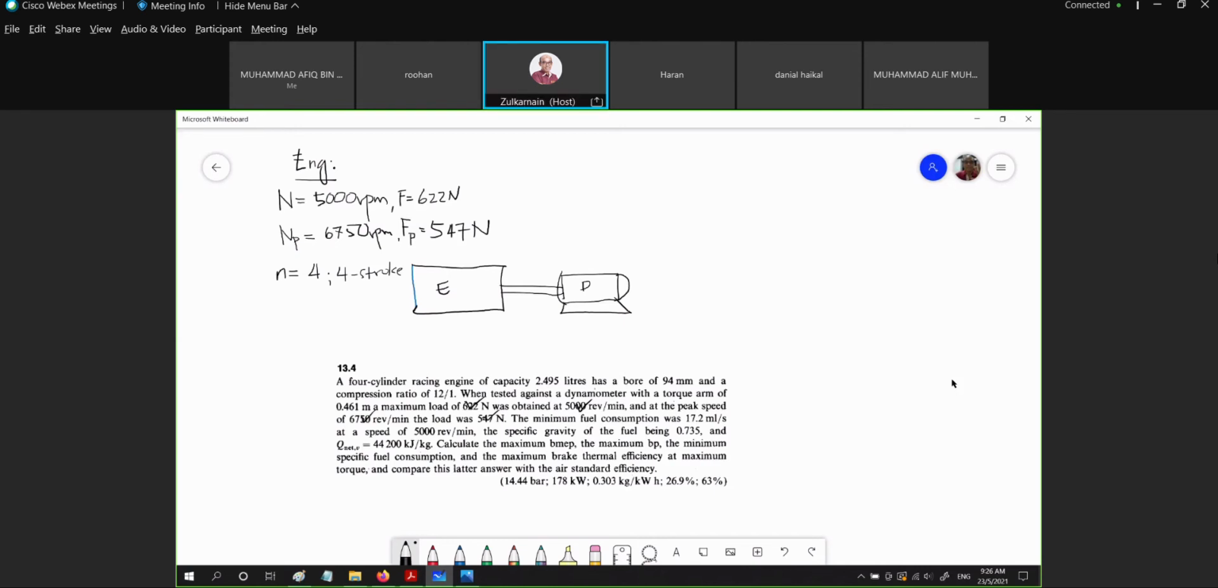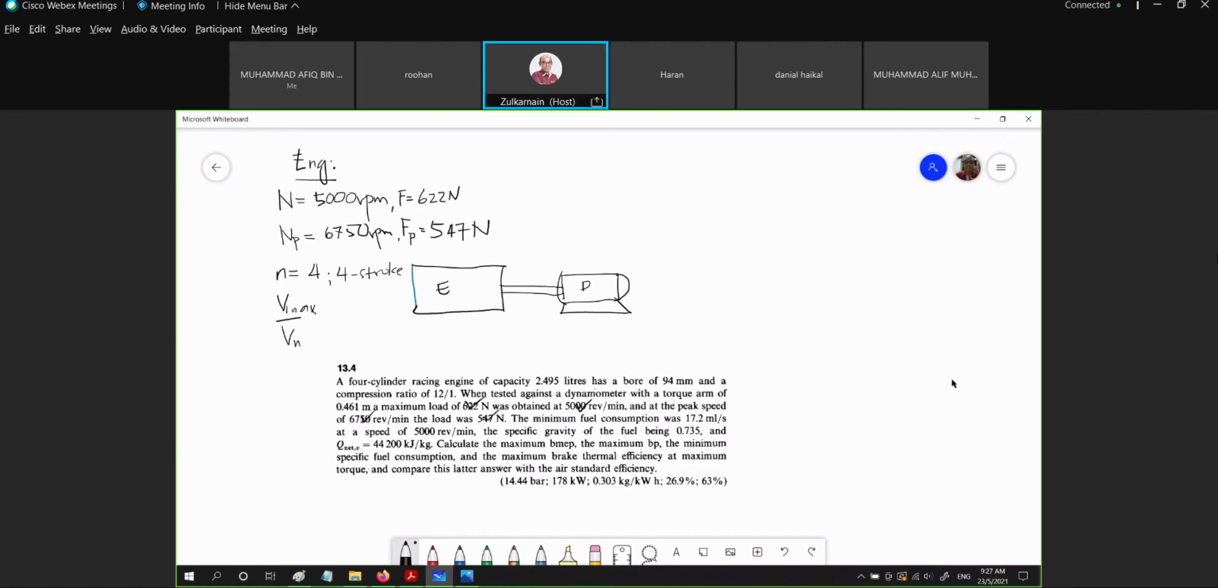And given for the engine, the compression ratio, what is the compression ratio? What is the symbol of compression ratio, guys? Guys, remember our air standard cycle? What is the definition, or what is the ratio of this being called as compression ratio? Compression ratio is V max over V min.